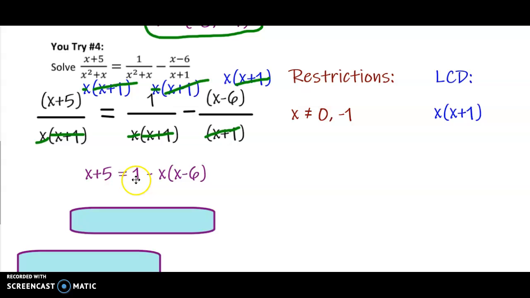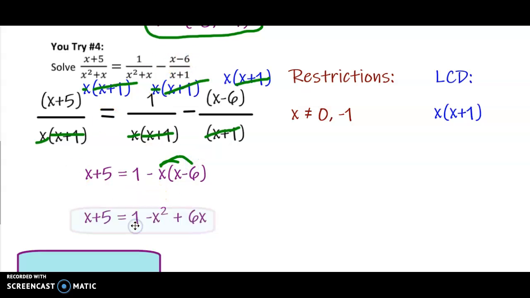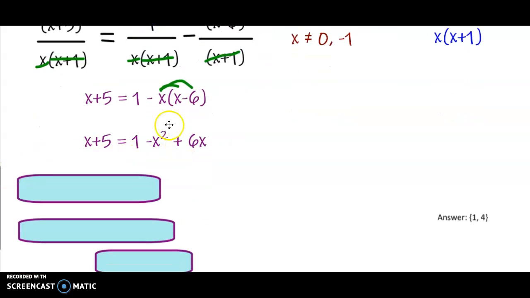So I'm left with just x plus 5 on this side. Here I'm left with a 1 minus just this x, and I need to multiply that times x minus 6. So now I'm going to need to distribute this negative x to both of those in the parentheses. So I'm left with x plus 5 equals 1 minus x squared plus 6x. Make sure you distribute a negative x when you distribute. Because I have an x squared, I know I'm going to have a quadratic equation. So I'm going to either need to factor or solve by the quadratic formula.